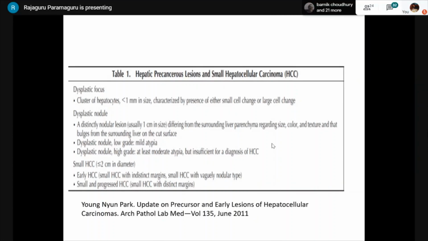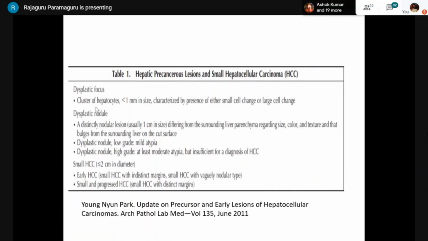If there is a small nodule less than 2 centimeter, it might be challenging radiologically. First we'll deal with the dysplastic focus, that is a cluster of hepatocytes less than 1 millimeter in size, characterized either by a small cell change or a large cell change. I'll be talking about that later.